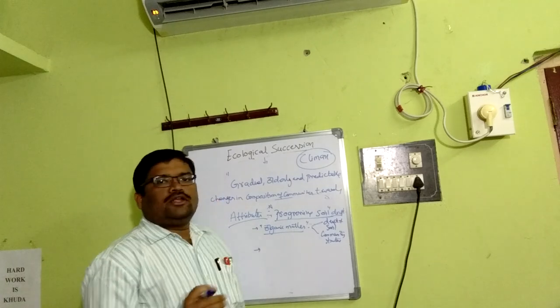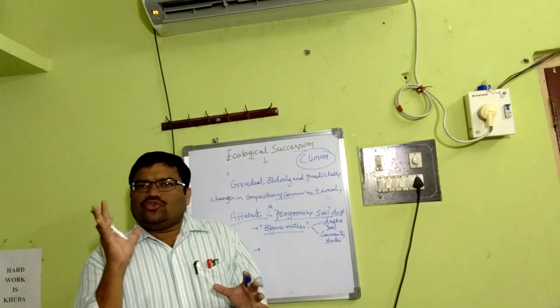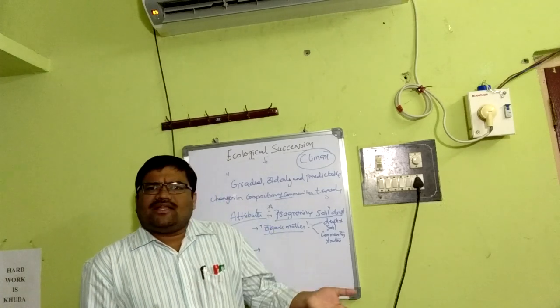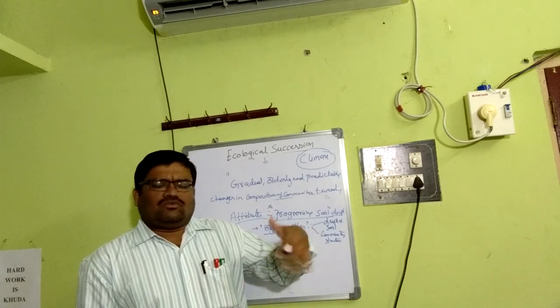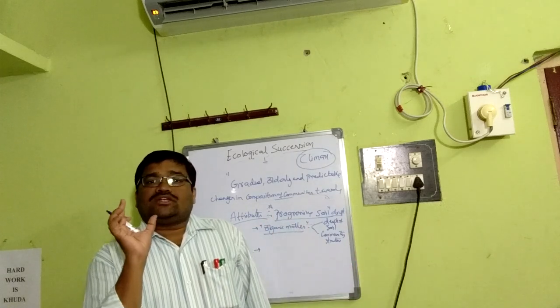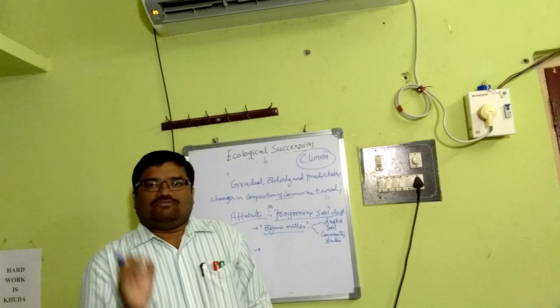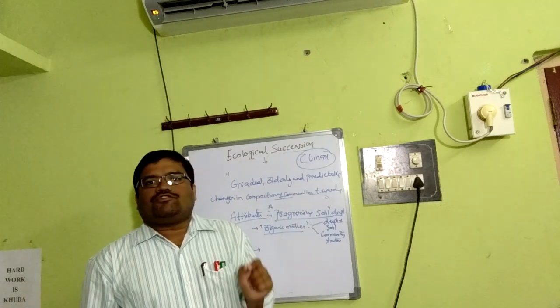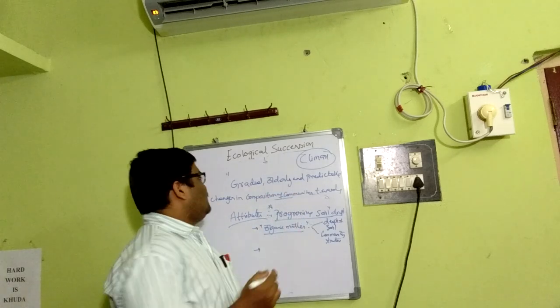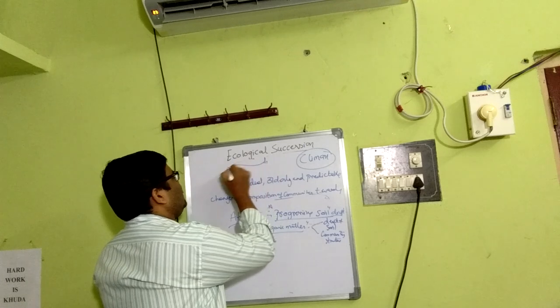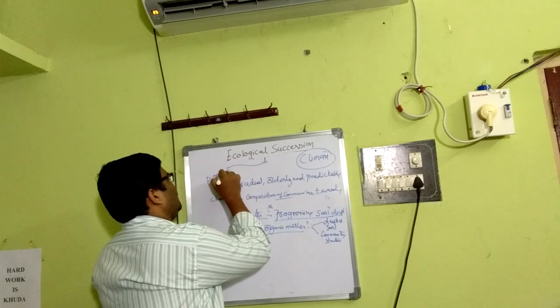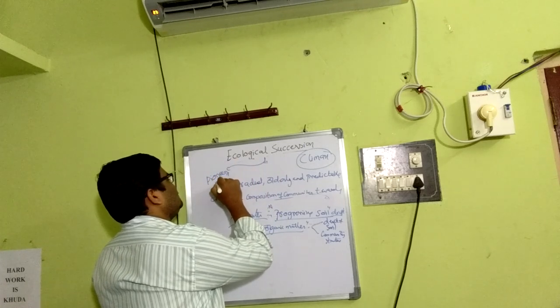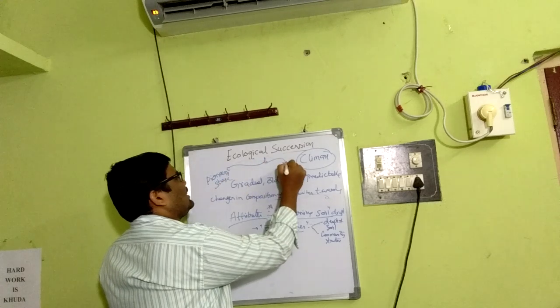Then, most important, in ecological succession there are two kinds, whether it is primary succession or secondary succession. We'll discuss what exactly primary and secondary are. There are two stages: the first is the pioneer stage, and the last one is the stable or climax stage.